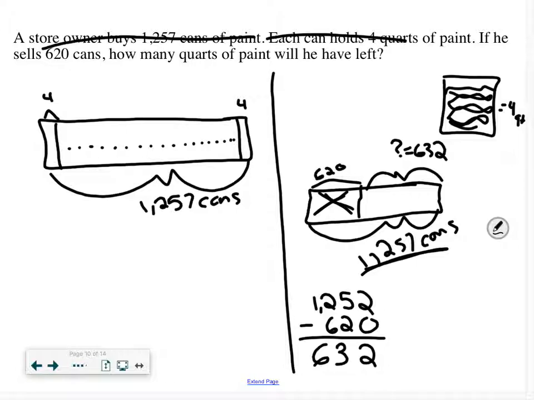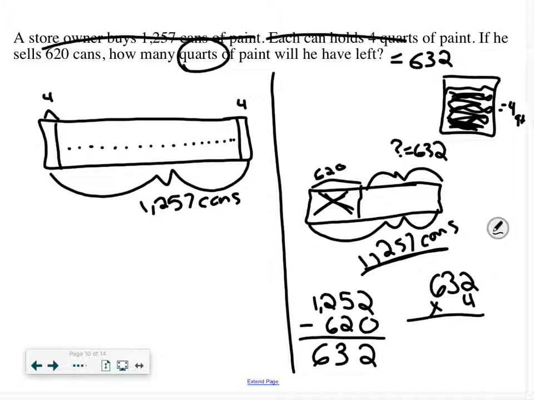Here's the problem. A lot of people are going to think that's the answer. They're going to be like, oh, I got it. It's 632. But it's not. Because it doesn't say how many cans does he have left, it says how many quarts does he have left. So you have to really stop and think, okay, he has 632 cans, right? How many quarts are in one can? There are 4 quarts in every single can. So that means that you're doing 632 times 4 to figure out how many are there.